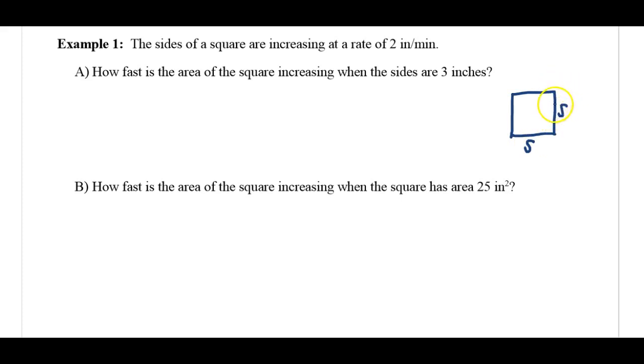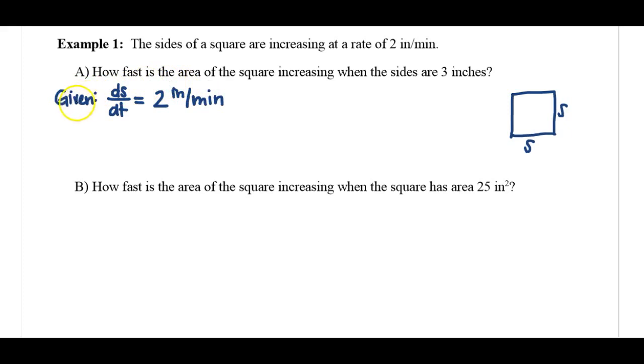Now I want to label my givens. So what I've been given in this problem is a rate. The side of the square is increasing at a rate of 2 inches per minute. Well, I called the side of my square S. So in mathematical notation, I have been given dS/dt, the rate of change of the side with respect to time, equals 2 inches per minute.